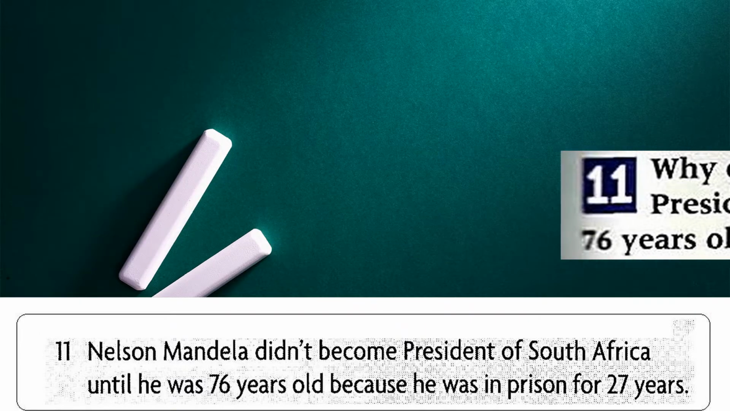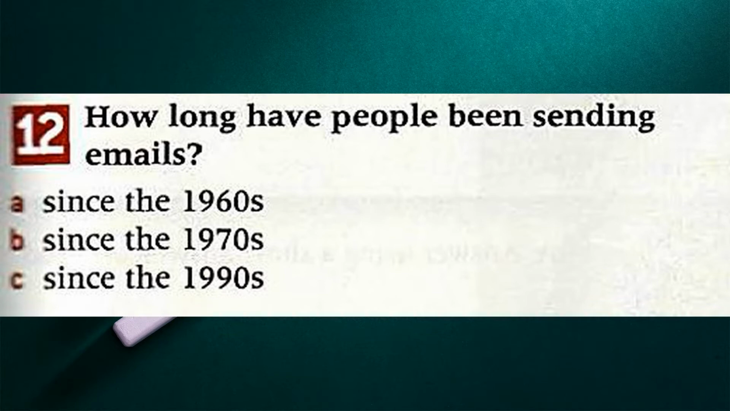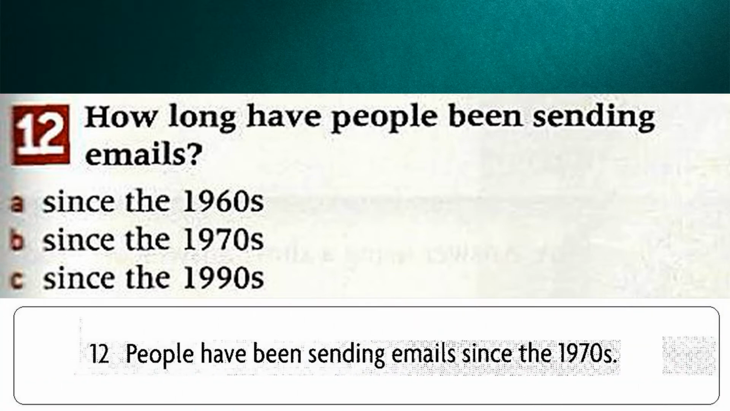27 years. Number 12. How long have people been sending emails? Since the 1960s? Since the 1970s? Since the 1990s? 12. People have been sending emails since the 1970s.